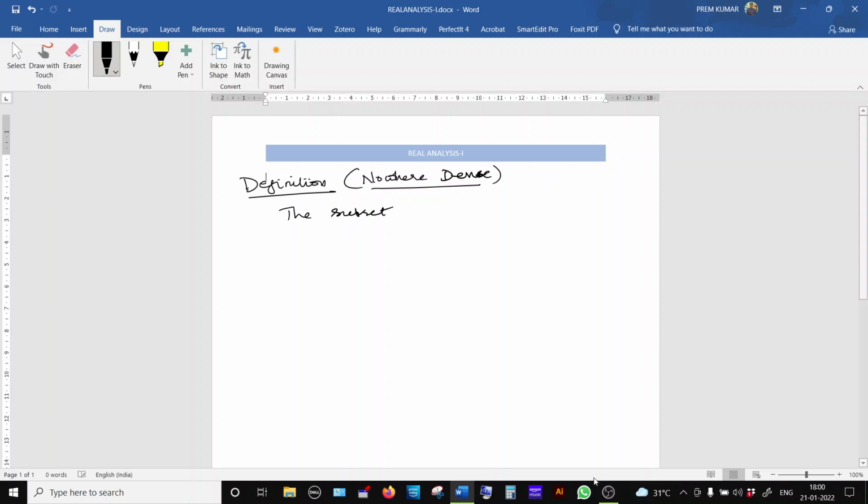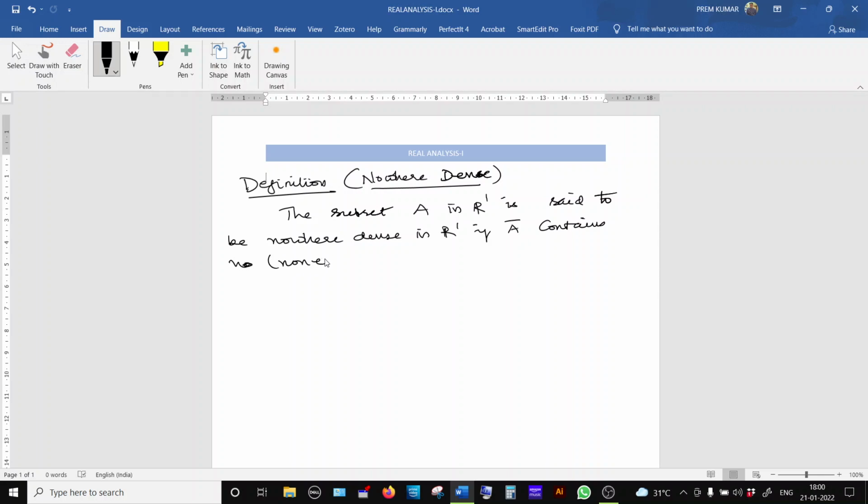The subset A in R is said to be nowhere dense in R if the closure of the set contains no non-empty open interval.